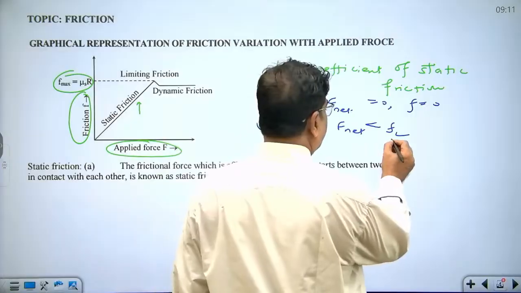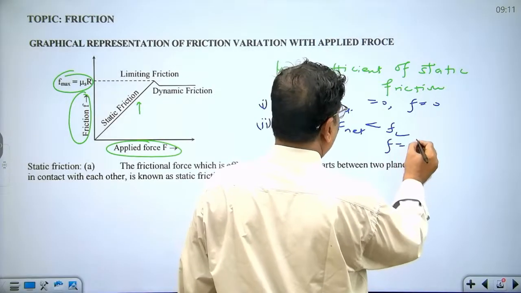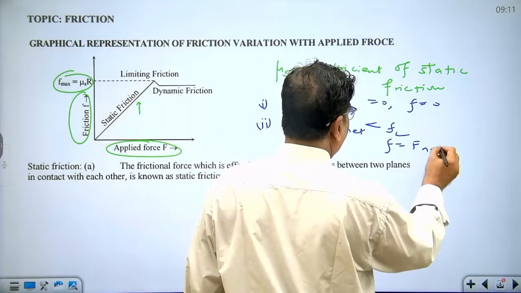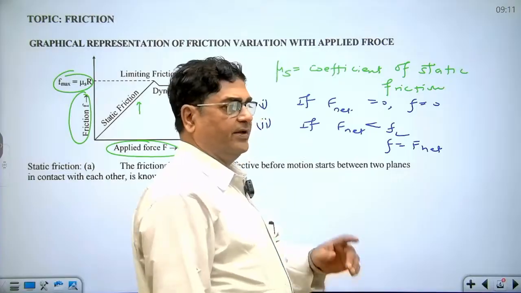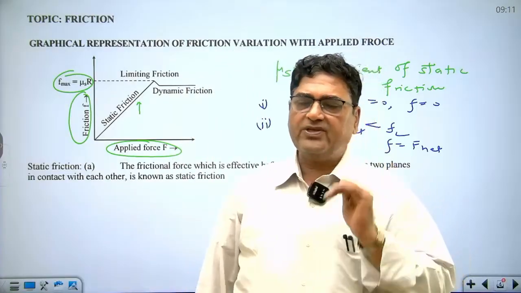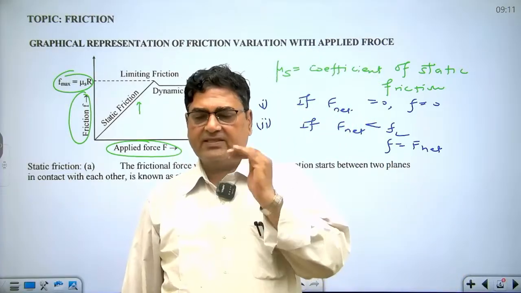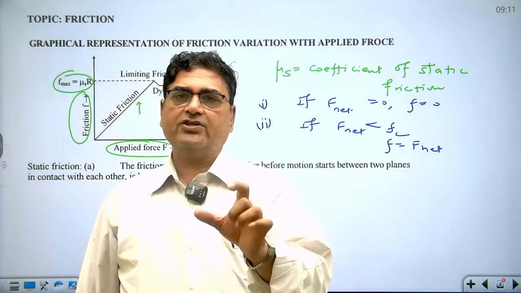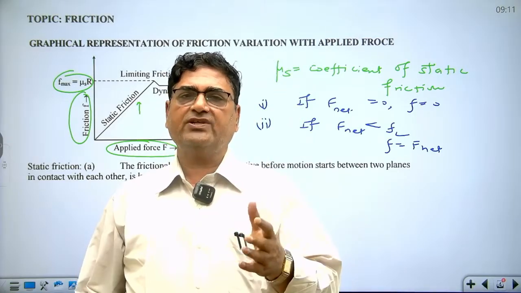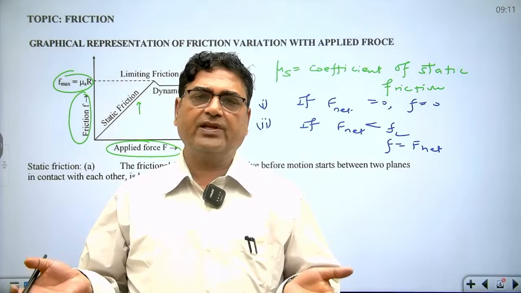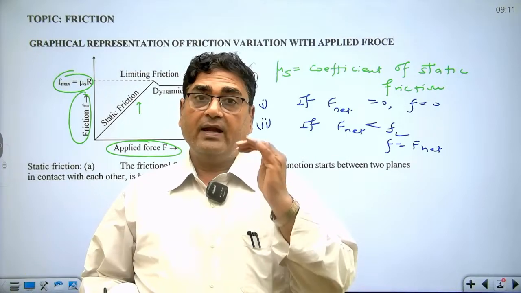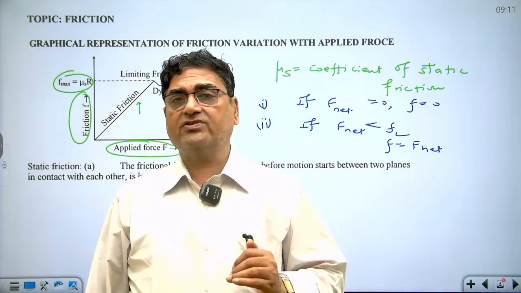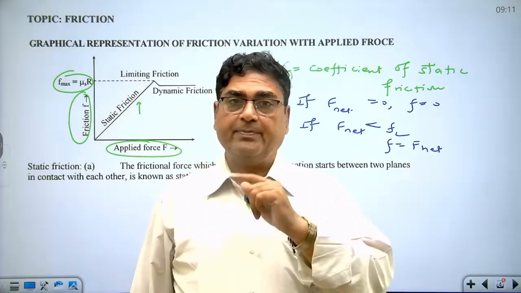And what is the value of static frictional force? Static frictional force will be equal to F net, okay, net applied force. Dear student, the direction of static frictional force remains opposite to the direction of attempted motion, okay, because in case of static frictional force, the body does not move.